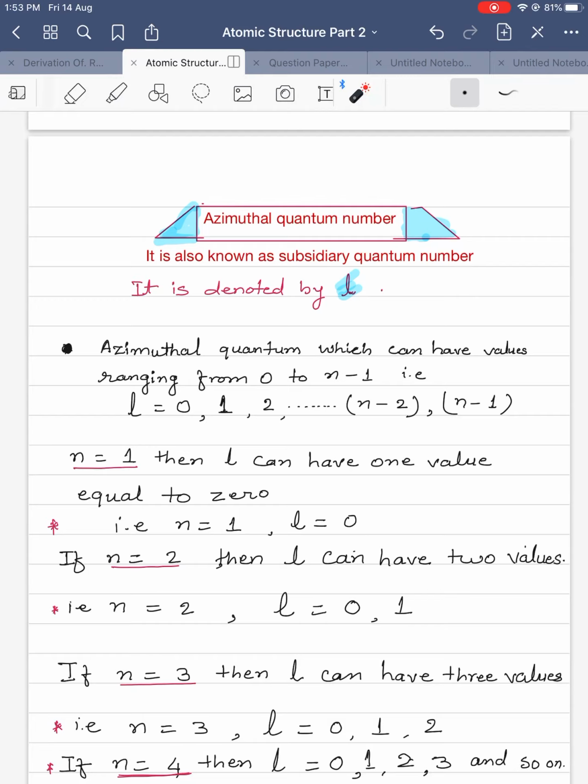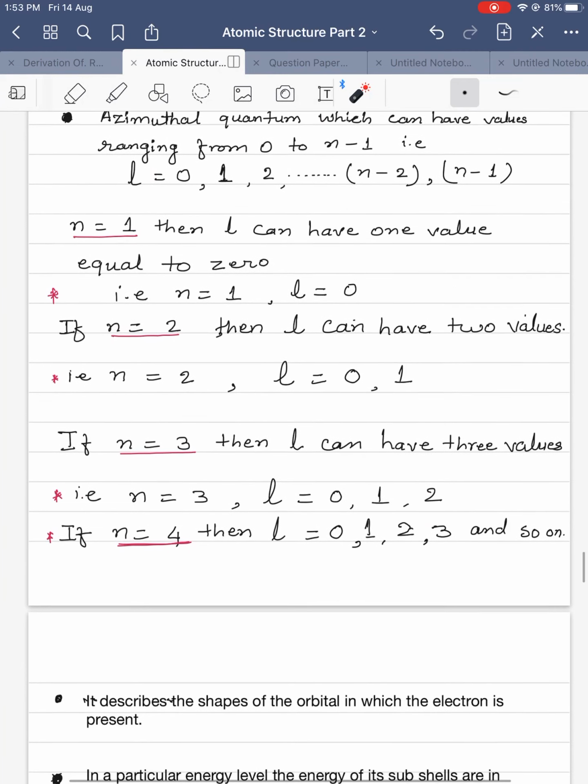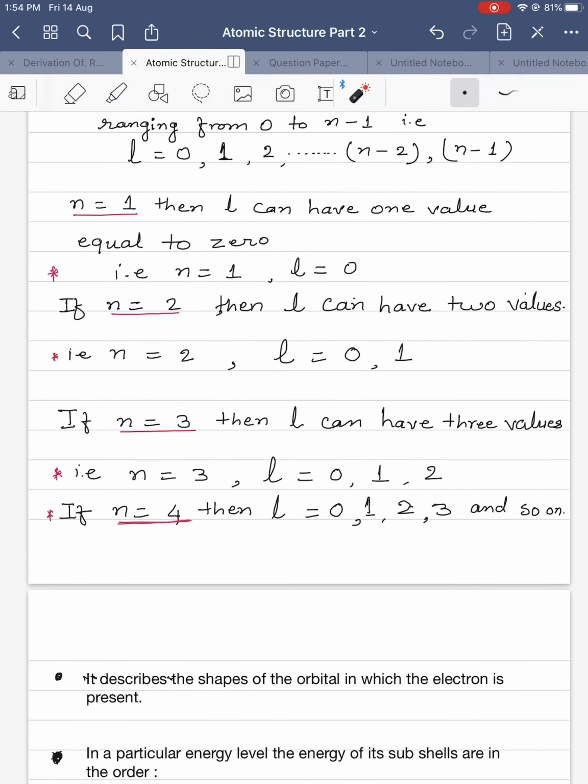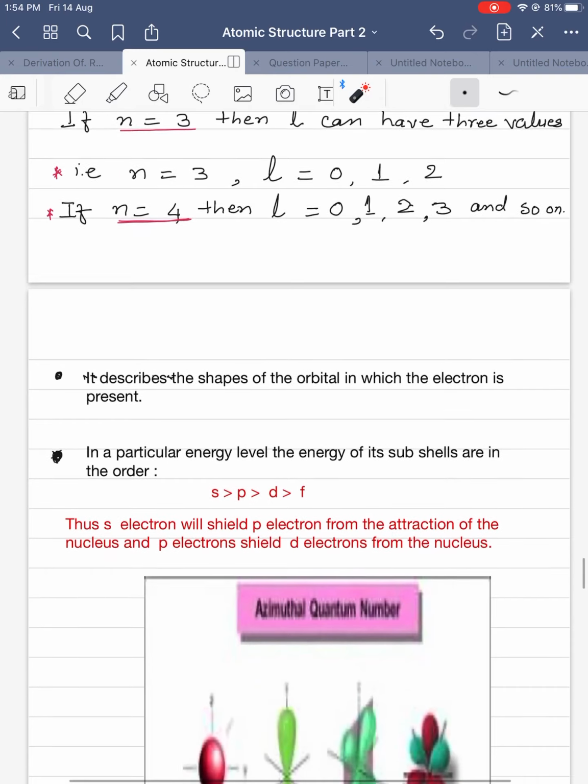Suppose n is equal to 1, then l can have one value, equal to 0. If n is equal to 2, then l can have two values, that is 0 and 1. If n is equal to 3, then l can have three values, that are 0, 1, 2. And if n is equal to 4, then l is equal to 0, 1, 2, 3 and so on.